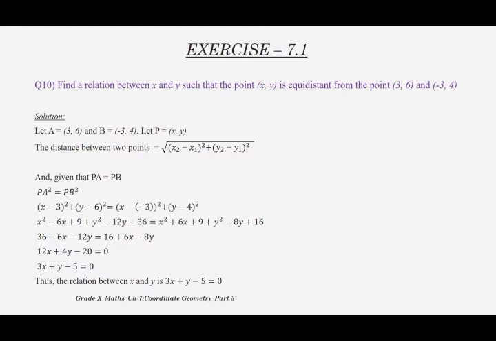Cancelling x square, y square, and 9, we'll get 36 minus 6x minus 12y is equal to 16 plus 6x minus 8y. Taking all the expressions on one side, 12x plus 4y minus 20 equal to 0. Throughout we can divide by 4. So we get 3x plus y minus 5 equal to 0.